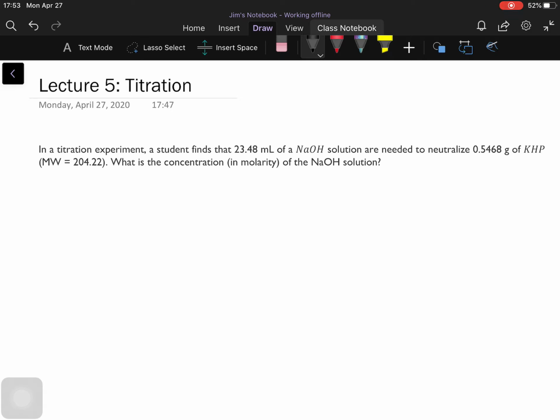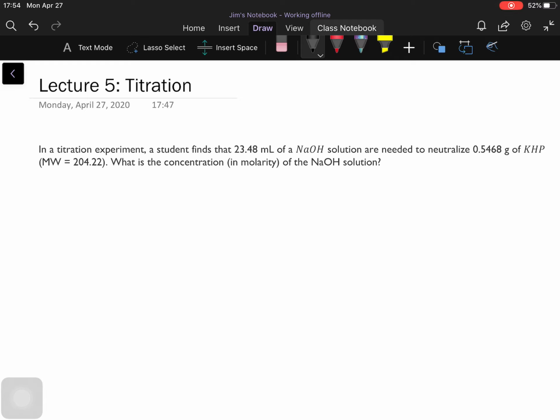Okay, so let's have problem number one. In a titration experiment, a student finds that 23.48 mL of sodium hydroxide solution are needed to neutralize 0.5468 g of KHP. Molecular weight is given. What is the concentration of the sodium hydroxide solution in molarity?